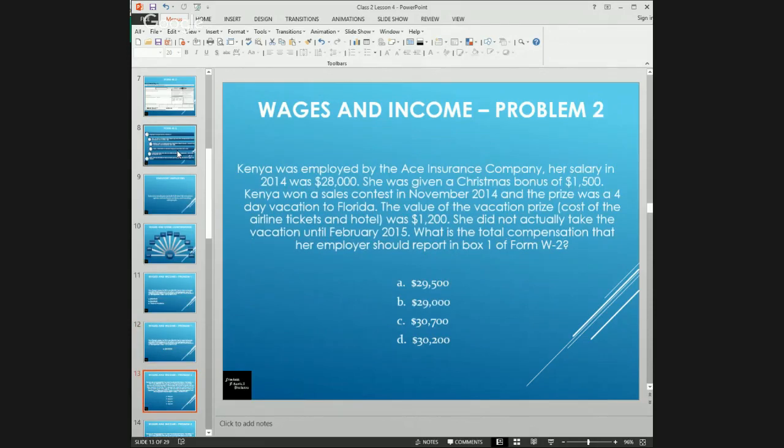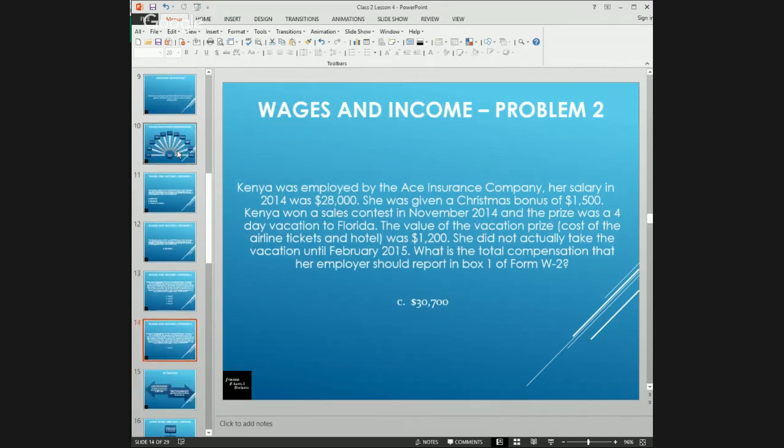Kenya was employed by the ACE Insurance Company. Her salary was $28,000. She was given a Christmas bonus of $1,500, and she won the sales contest in November. The prize was a 4-day vacation to Florida. The value of the vacation prize, cost of the airline tickets and the hotels, was $1,200. She did not actually take the vacation until February of 2015. What is the total compensation that her employer should report in box 1 of Form W-2? So it's going to be the $28,000 plus the $1,500 plus the $1,200 for a total of $30,700.